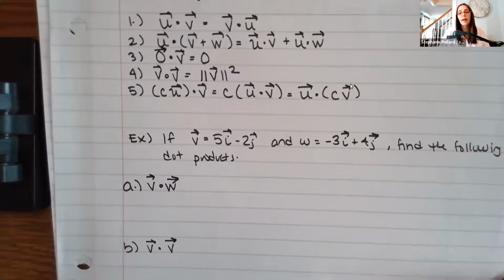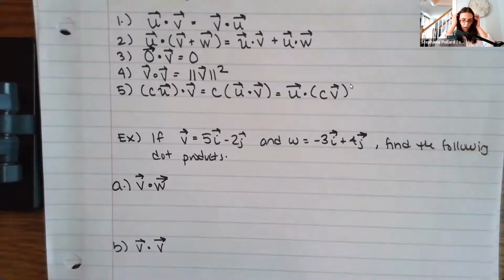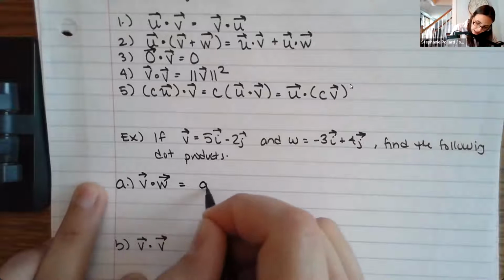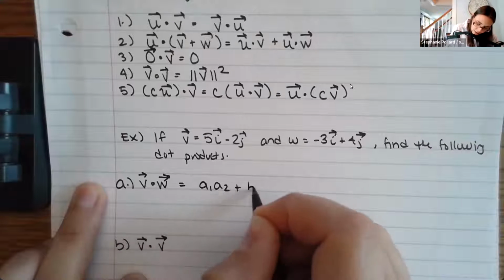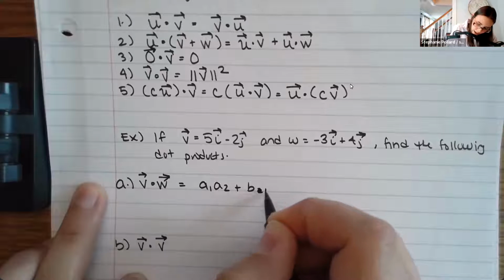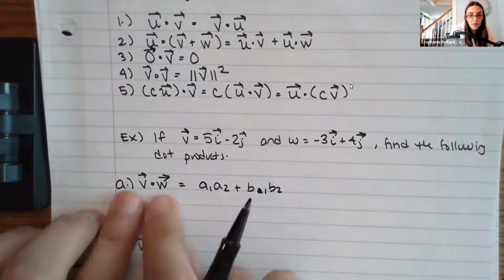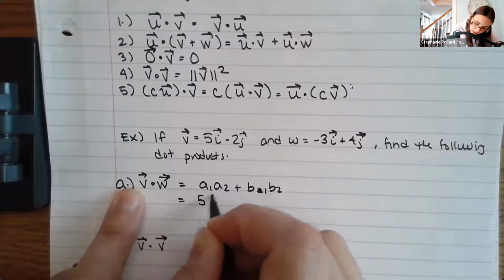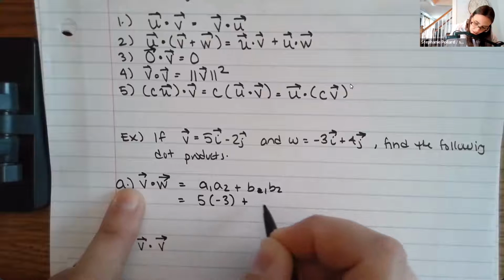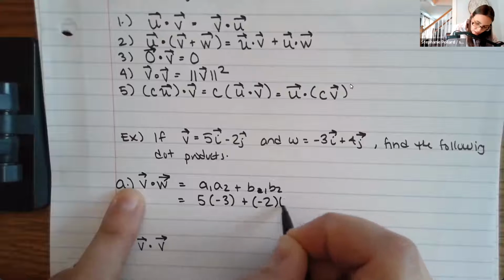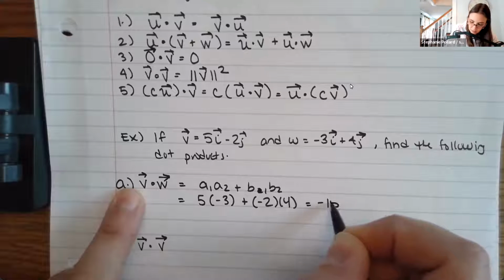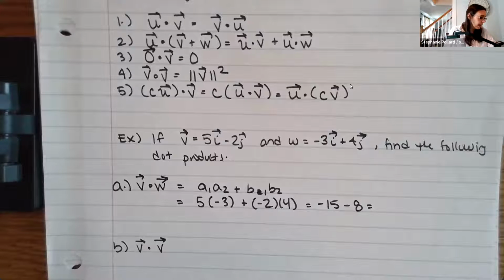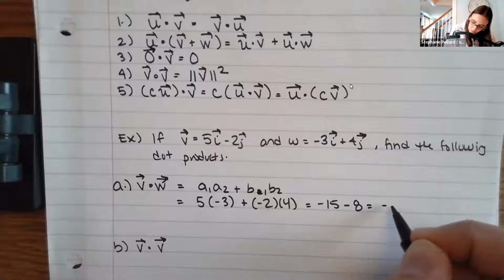So here are two vectors that we're going to use, and we're just going to do a little practice with the dot product. So again, you want to remember that the formula there is to just take the a values and multiply them, take the b values and multiply, and add them together. So for v and w, my a values are 5 and -3, and my b values are -2 and 4. So I have -15 minus 8 there, and we're looking at -23.